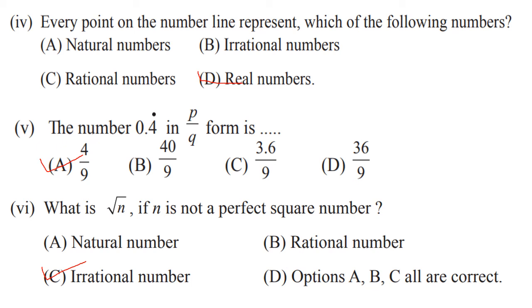If it's a perfect square, then it is going to become either a natural number or a rational number. But if it is not a perfect square, then it is going to be an irrational number. Like if you have 5 here or 7 here, then it is going to be an irrational number. But if you have a perfect square like 16, then it is going to be a natural number or a rational number. But they have said not a perfect square. So in that case, the answer is what? Irrational number. Okay. Now let's go further towards the next question.